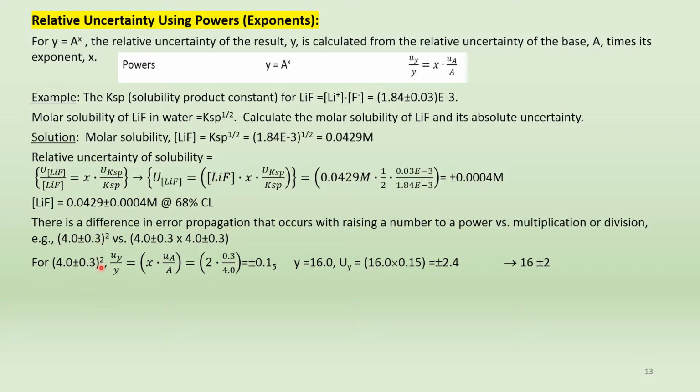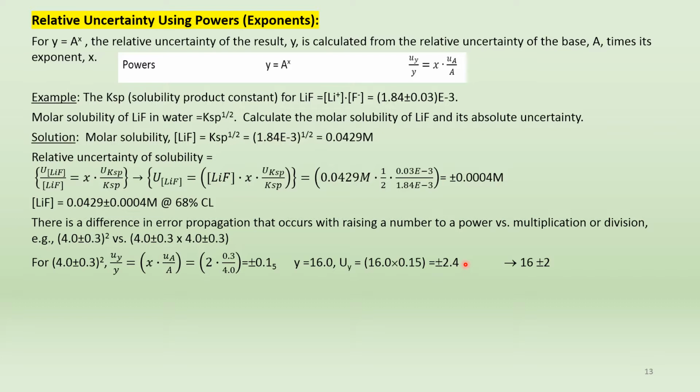So in the case of an exponent or power here, the relative uncertainty of the result will be equal to the exponent x times the relative uncertainty of the base. So when we're squaring, that'll be 2 times the relative uncertainty on the base, which is 0.3 over 4. You work that out, that's plus or minus 0.15, and that's the relative uncertainty on the result of 16.0. And if we want to know the standard absolute uncertainty, I multiply the relative uncertainty times the value. 16 times 0.15 is plus or minus 2.4.